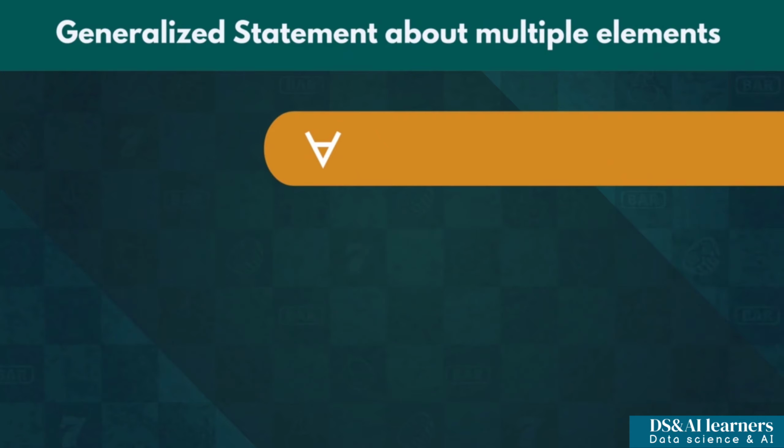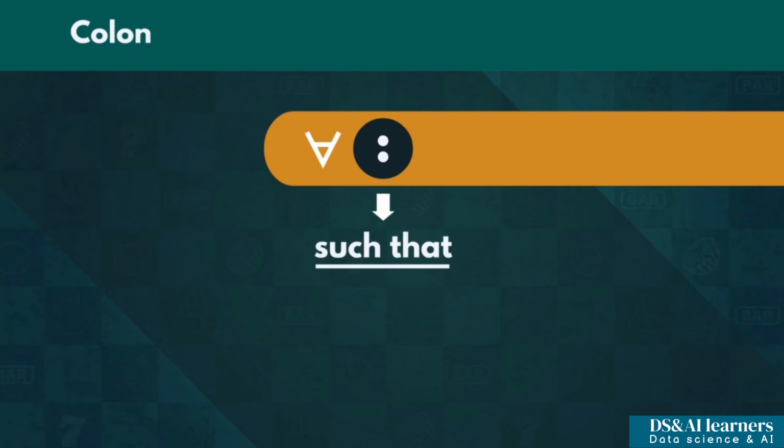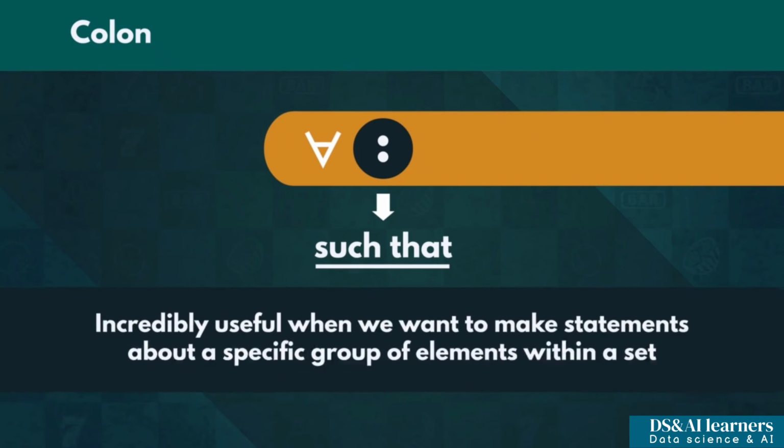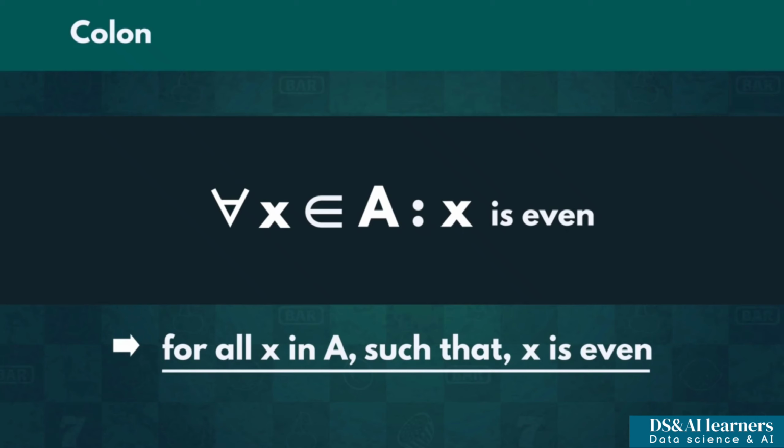Another important symbol is the colon. We often encounter a colon after using the for all sign. The colon reads as "such that." It is incredibly useful when we want to make statements about a specific group of elements within a set. For example, if we want to state something that only concerns the even numbers in a set, we can write for all X in A such that X is even.